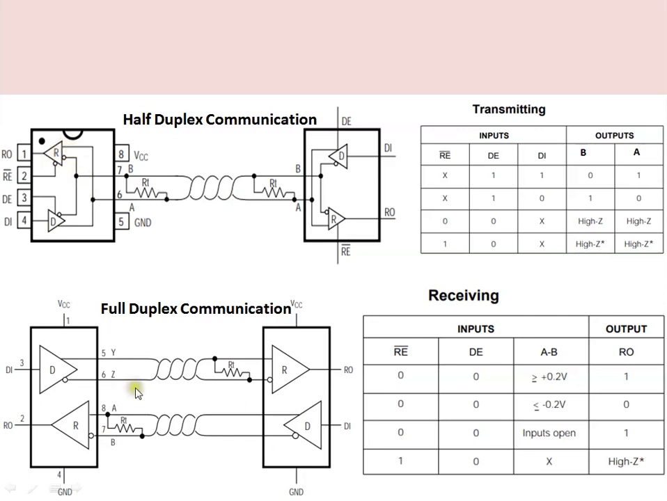For both transmission and reception of data to happen at the same time, we have to use full duplex communication. In that, separate twisted pair cables are used for transmission of the data and reception of the data.